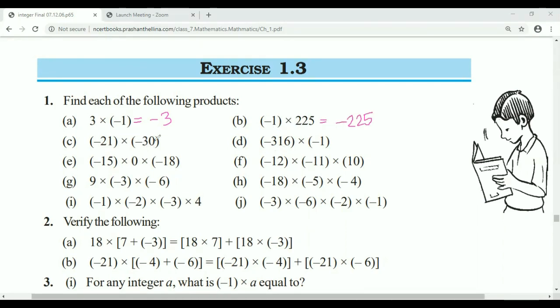Question C, both the numbers are negative. So the answer will become positive, same sign, so the product will be positive. So 30 into 21: 3 into 21 is 63, 30 into 21 is 630. So both are negative, so the answer is positive. Then question D, both numbers are negative, so the answer is positive. 316 into 1 is equal to 316. Both are negative, so the answer is positive.